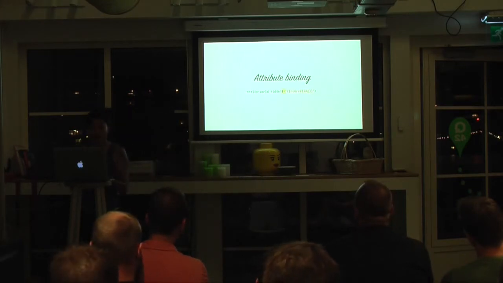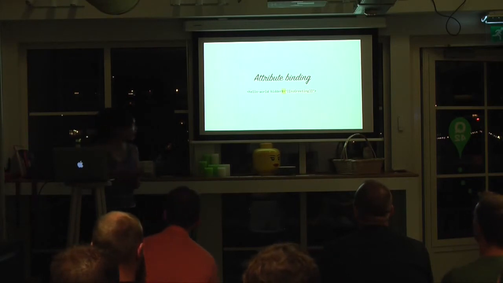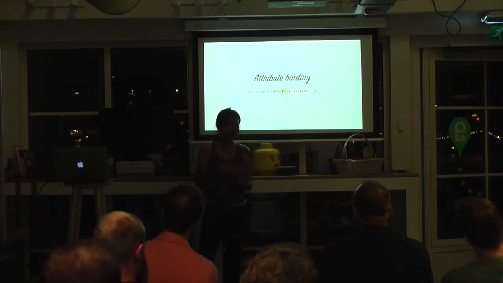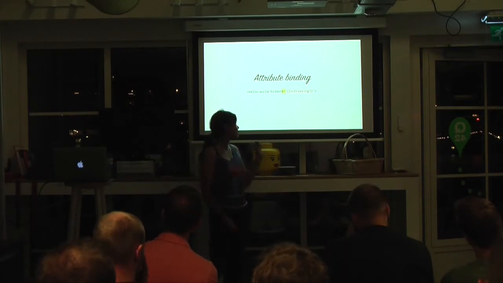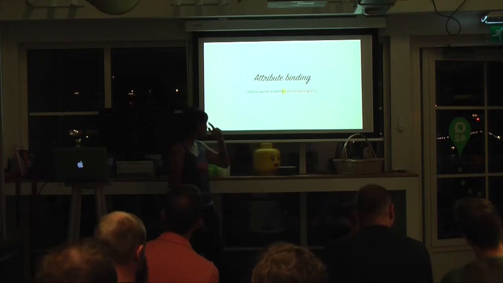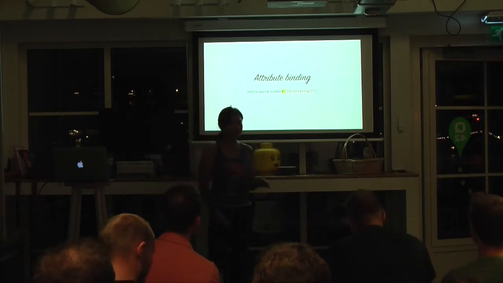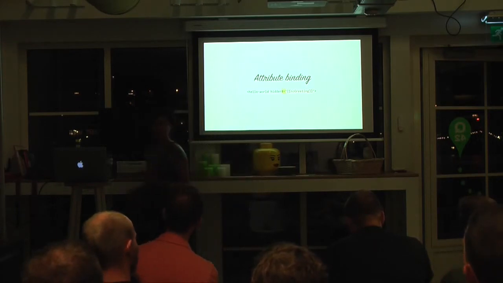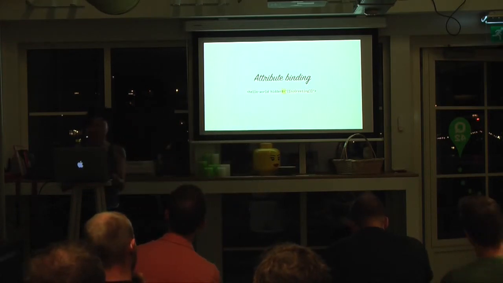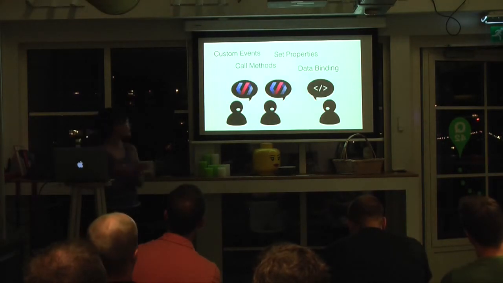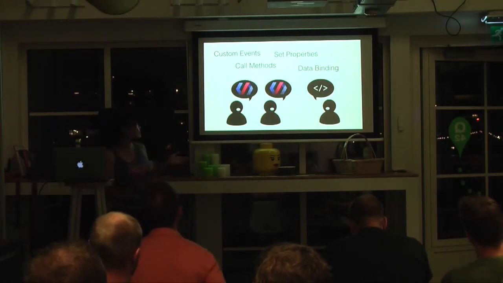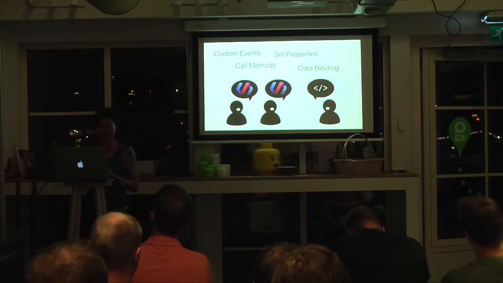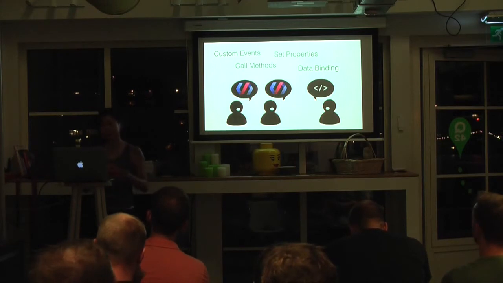So another kind of binding we have is attribute binding. This is useful if you want to bind to native HTML properties. What it does is when it sets the value in your child, instead of doing a property equals new value, it does a set attribute. So it's mainly useful in native elements. Okay, so we have custom events, calling methods, setting properties, and data binding, and we use the mediator pattern when you have child nodes that want to talk to each other.